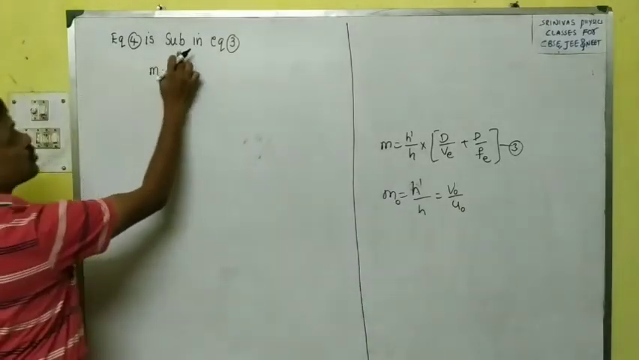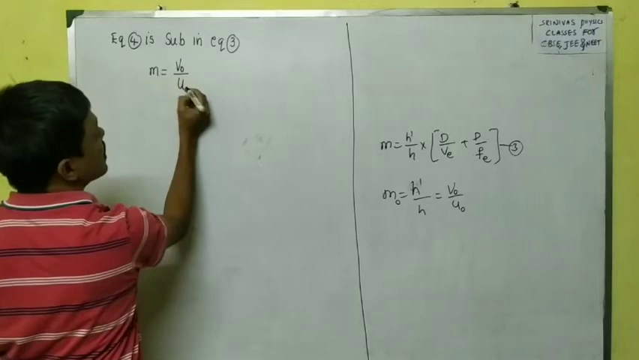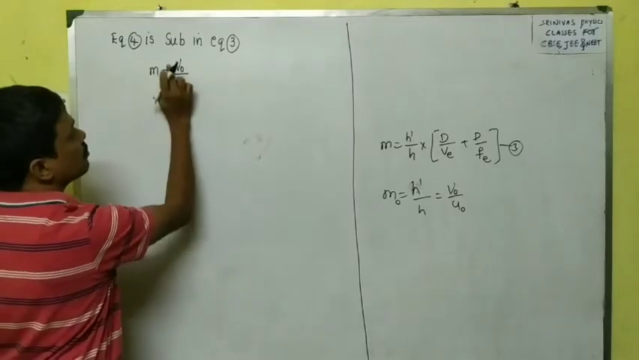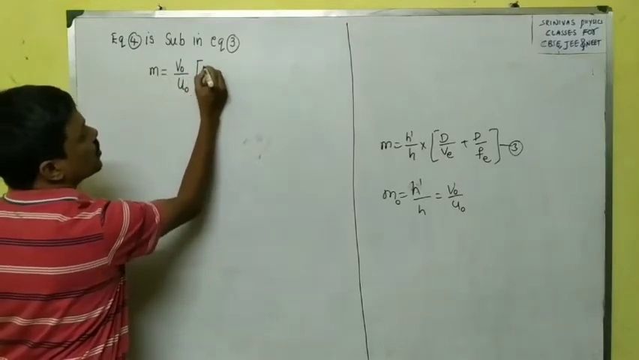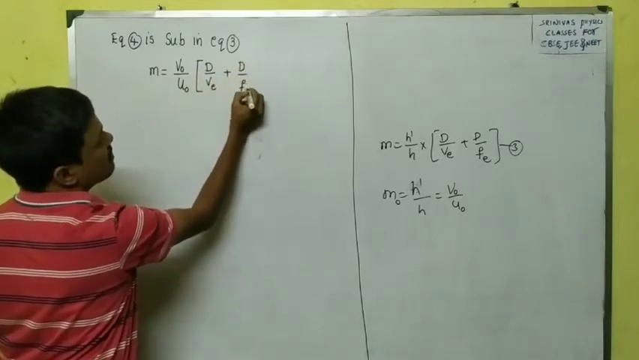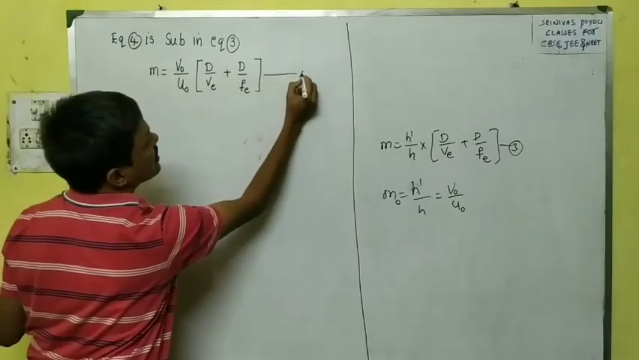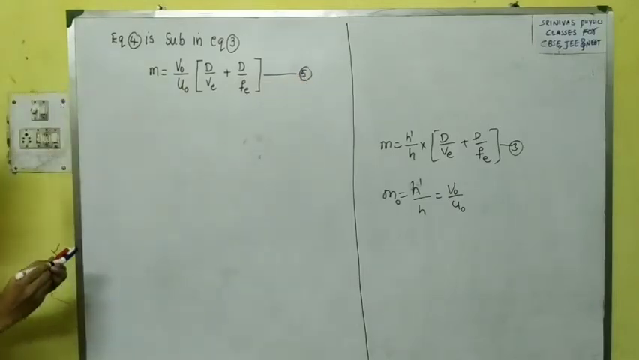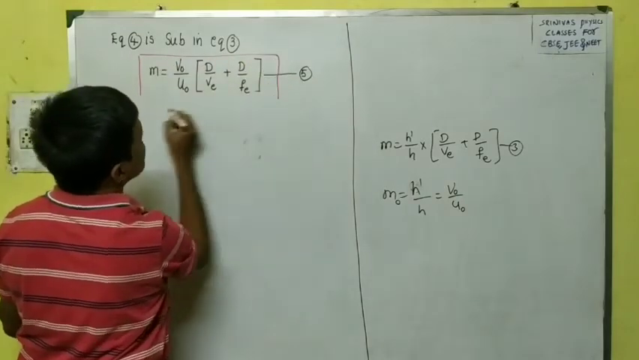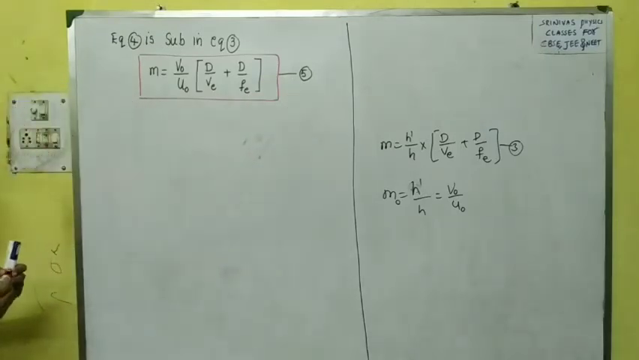Equation 4 is substituted in equation 3. Then you will get vo/uo in place of h'/h, into d/ve + d/fe. Now this is equation 5, and this is the final equation of the magnifying power of the compound microscope.